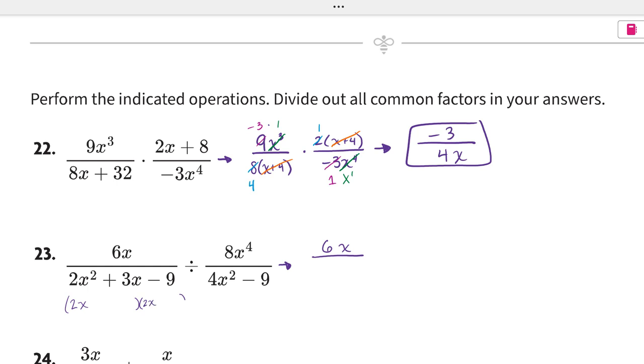Now factors of 9, we can have 1 and 9. Not another 2x, just an x. We're going to have 1 and 9 or 3 and 3. Sometimes let's start with this one.